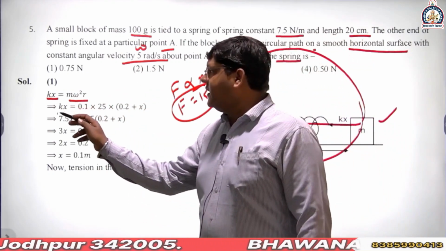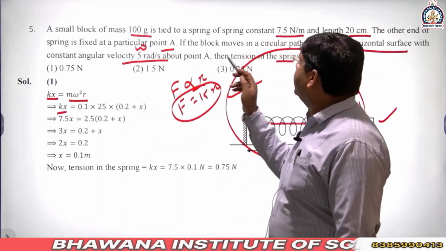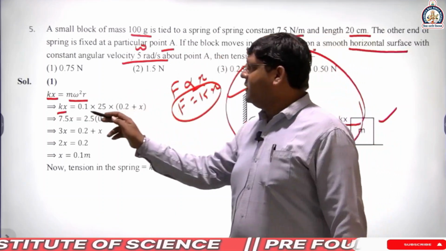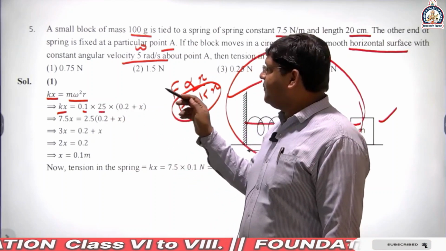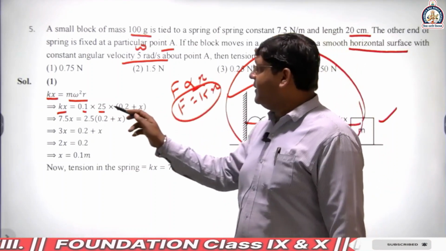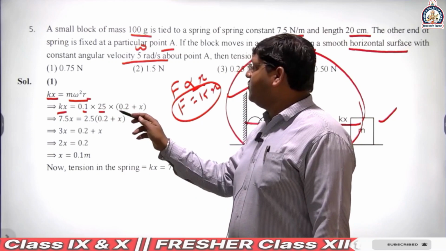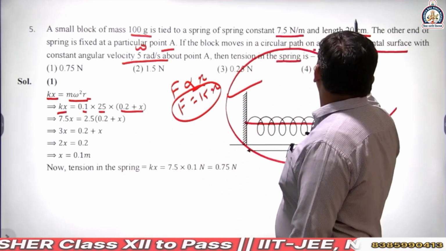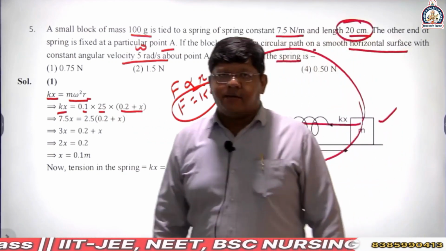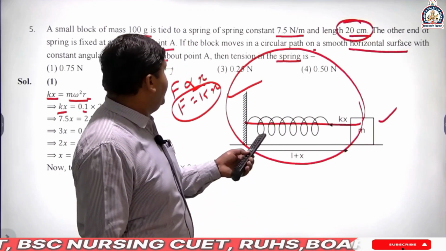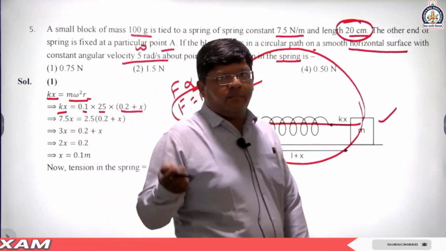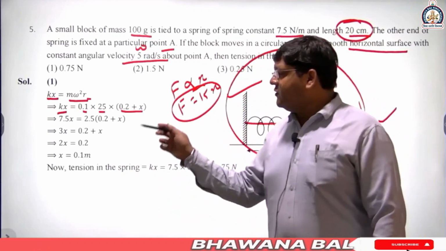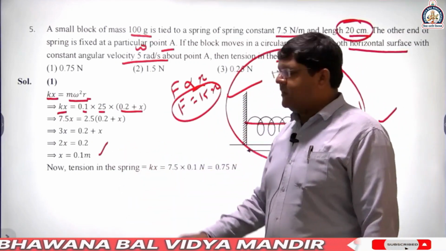So, we have balanced the spring force to the circular force m omega square r. kx is written as kx, mass is 100 gram, converted into kilogram, omega square is 25, because omega is 5 and its square is 25, and r value is 0.2 plus x, where 0.2 is 20 centimeter. In the diagram you can see the 20 centimeter length plus the required length x. So 20 is converted into meter as 0.2. Just solving for x we get 0.1.